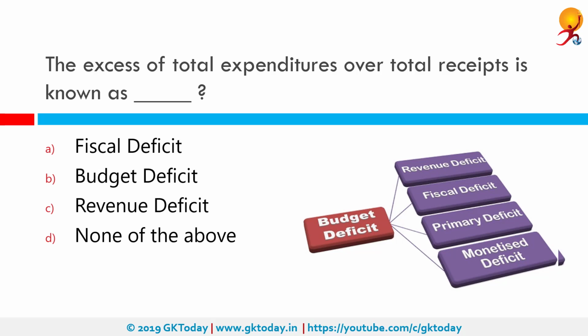The excess of total expenditures over total receipts is known as budget deficit. In any given time period, the government's budget can be either in deficit or in surplus. A deficit occurs when the government spends more than it taxes, and a surplus occurs when a government taxes more than it spends.